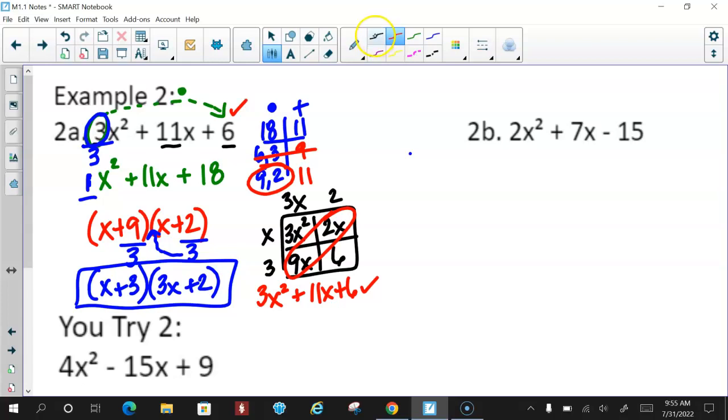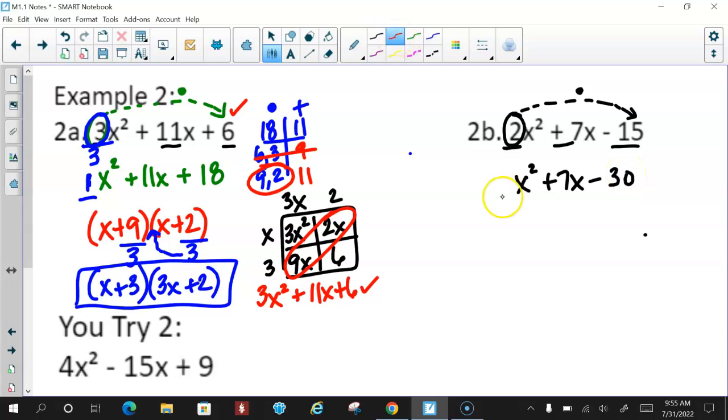So now let's go to B. Same thing. Notice how our leading coefficient is 2, not 1. Do we have a GCF between 2, 7, and 15? No. They have no common factors. So I'm going to go ahead now and get started. So bottoms up. I'm going to take that leading coefficient and first multiply it to C. So A times C. I've got x squared plus 7x minus 30. 15 times 2 is 30.